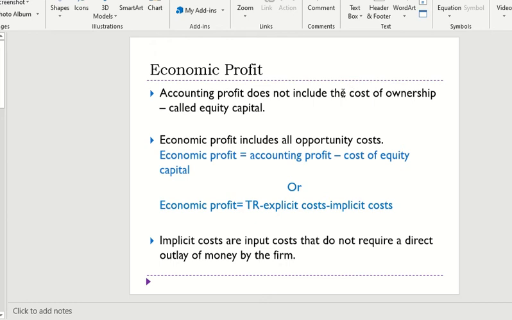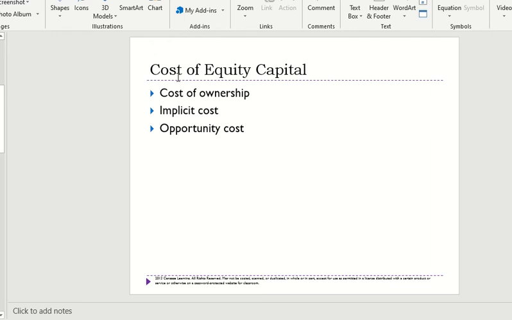In business applications, they are also called the cost of ownership, the cost of equity capital, or the implicit cost. So in short, economic profit is equal to accounting profit minus cost of equity capital. Since we have discussed earlier, accounting profit is total revenue minus explicit cost, you can also rewrite economic profit as total revenue minus explicit cost minus implicit cost. We are using a lot of different terms to refer to the same thing. Cost of equity capital, which is also called cost of ownership, which is equivalent to implicit cost, which is also sometimes called opportunity cost.